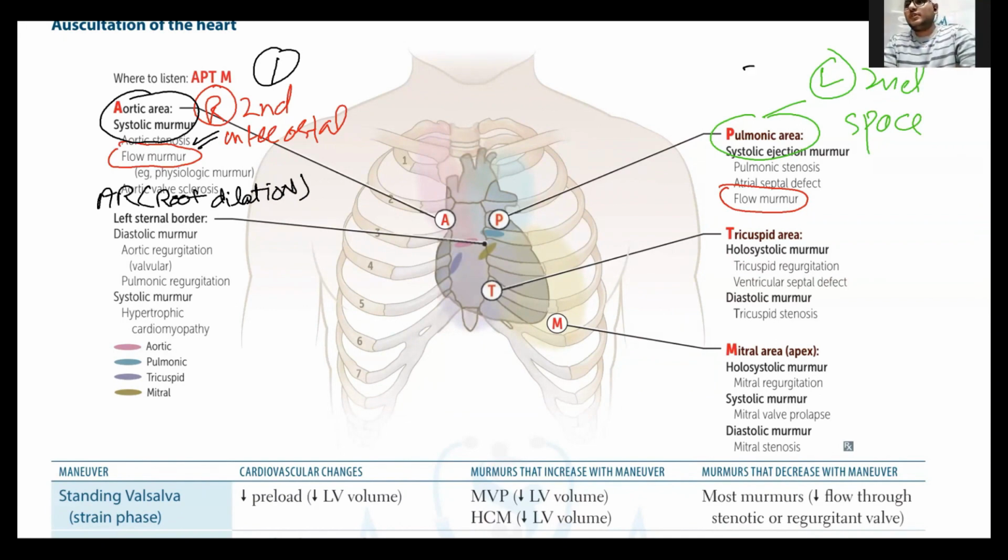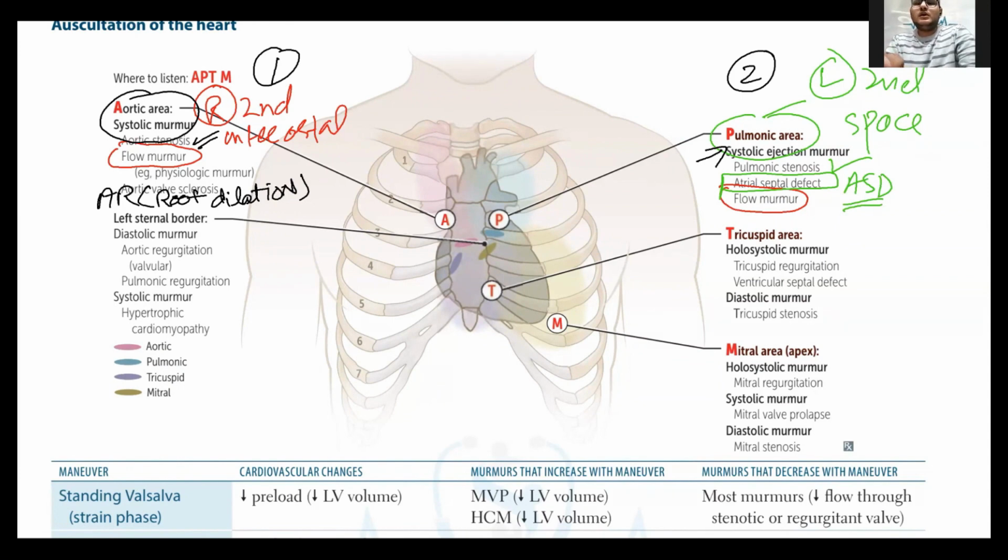Going to our next, which is the second space on the left side, that is the pulmonic area. Remember, from the pulmonic area, what will be heard? It will be some pulmonary murmur, like pulmonic stenosis, and also atrial septal defect. Remember atrial septal defect, and also the flow murmur in the second space.